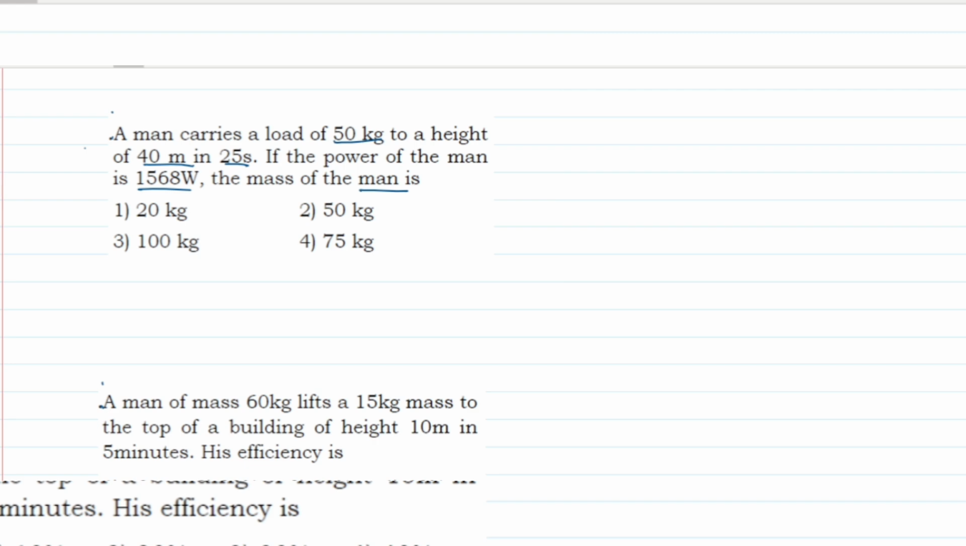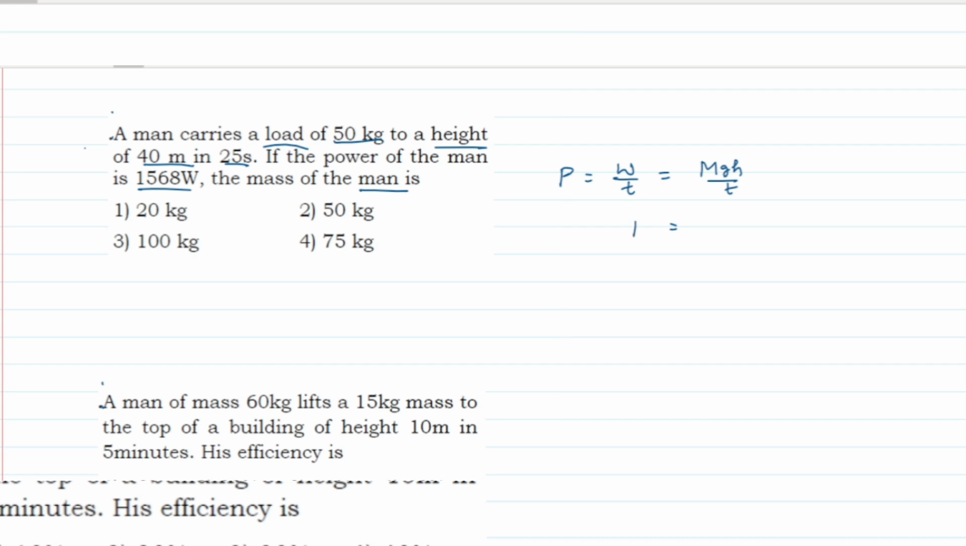So here a man is carrying a load of 50 kg to a height of 40 meters in 25 seconds. Students, power equals the rate of doing work. Here he is carrying the load to a given height. If height is given, remember work done can be stored in the form of potential energy. So here you can write power as m g h by t.